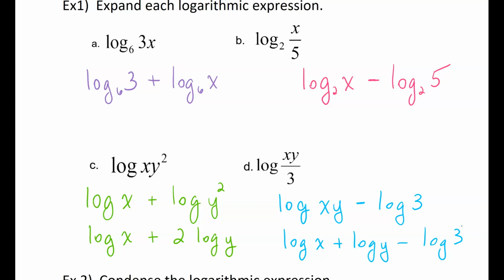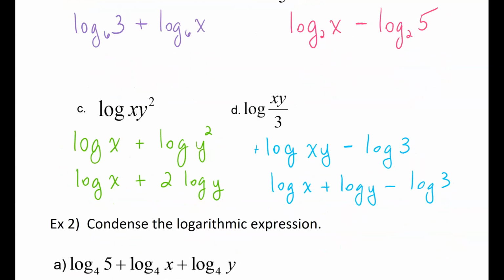And again, look back at the original problem. X is in the numerator. It has an understood plus in front of it. Y is in the numerator. It has a plus in front of it. 3 is in the denominator. It has a minus sign in front of it. So these are pretty quick to check. All right, any questions so far? These are not bad, right?